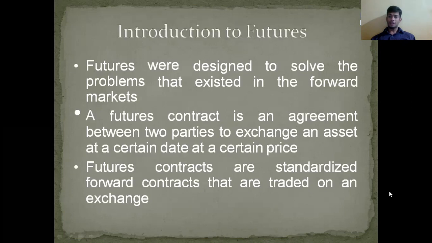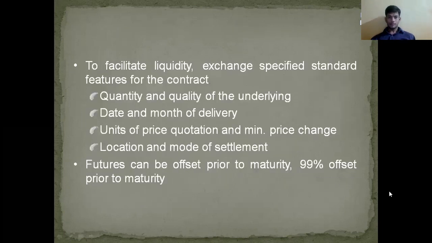Then future contract. Futures were designed to solve the problems that exist in the forward contract. A future contract is an agreement between two parties to exchange an asset at a certain price. Future contracts are standardized forward contracts that trade on an exchange, to facilitate liquidity. Standardization covers the underlying, contract date, month of delivery, price, quantity and minimum price change, location, and mode of settlement. They are the features of future contract.